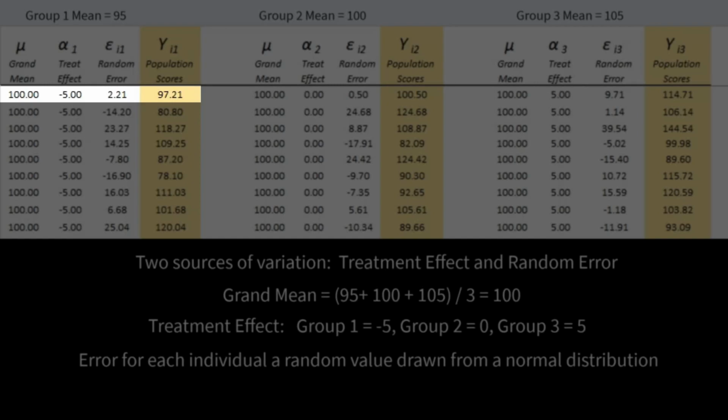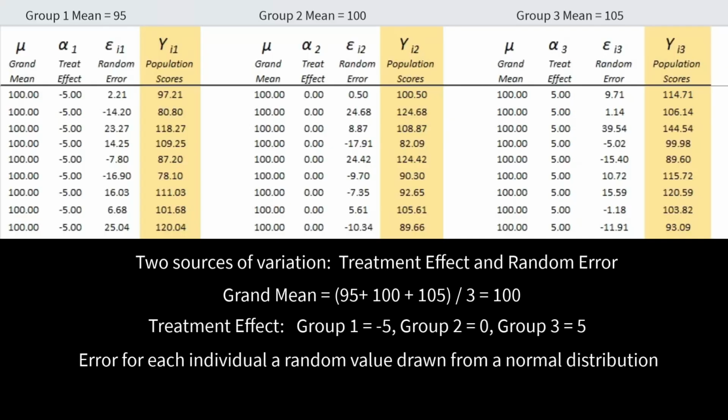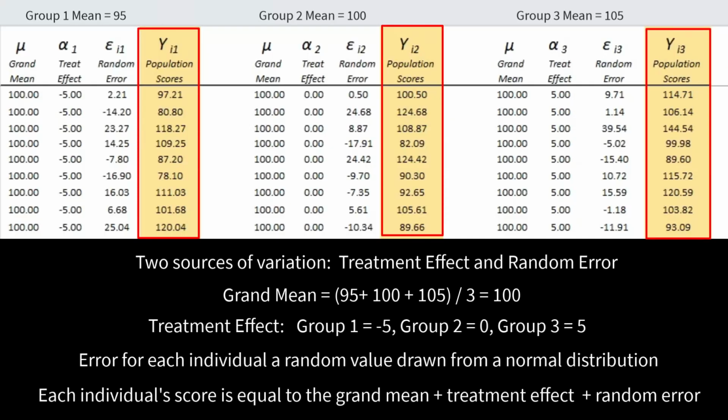For an individual in the second group, their score becomes 100 plus 0 plus their individual error value. And for an individual in the third group, their score becomes 100 plus 5 plus error, which equals 105 plus their individual error value. In this scenario, each individual's score is influenced by both the treatment effect for the group to which they are assigned and the random error term for their score. This demonstrates our final concept.